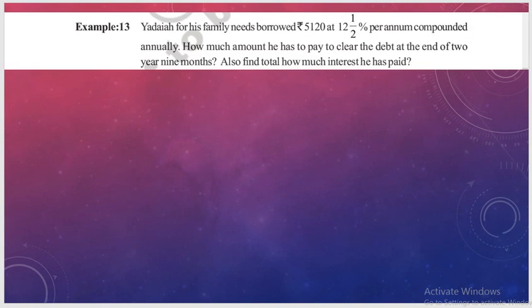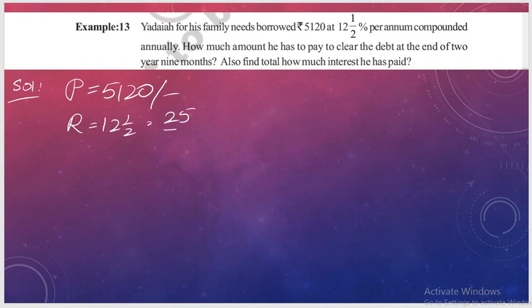So Yadaya for his family needs borrowed 5120 rupees. The amount which is borrowed is nothing but what we call principal. So principal is 5120 and rate of interest is 12.5. So 12.5 I can write as 25/2%. Now he is compounding annually. So how much does he have to pay to clear the debt at the end of 2 years 9 months?